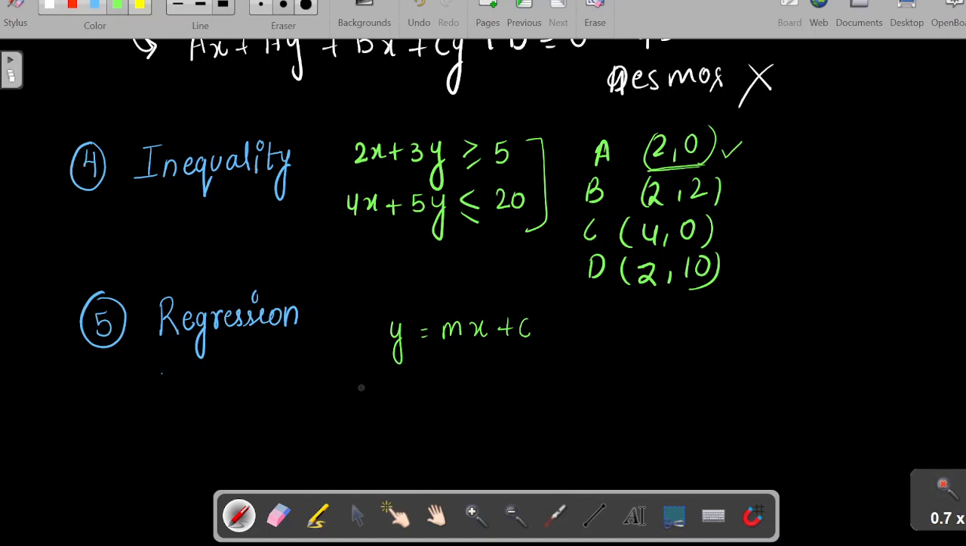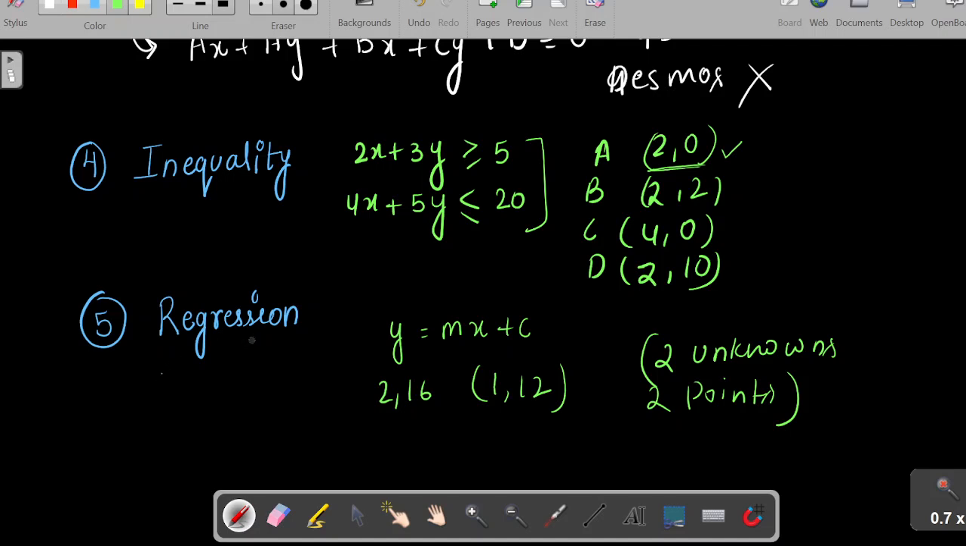This is the line, and suppose they give you two coordinates, let's say (2, 16) and (1, 12). Now whenever we have two unknowns and two points are given, we can easily use regression and find the values of m and c. No need to do it manually, no need to plug in the values of x and y for (2, 16) and (1, 12) and then find m and c. No, we can do it on Desmos.